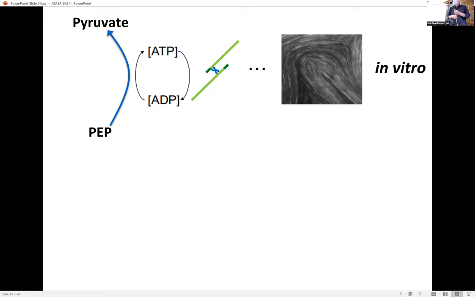So Dan, can you remind me, PEP going to pyruvate, charging up the ATP from ADP, does that typically happen in a membrane? No, in this case, this is all soluble. And you need special salt concentrations? Yes. Is it reversible? Does it keep ATP at a steady level by virtue of reversibility? It keeps ATP at a steady level, because this is really the rate-limiting reaction, with very, very low ADP.